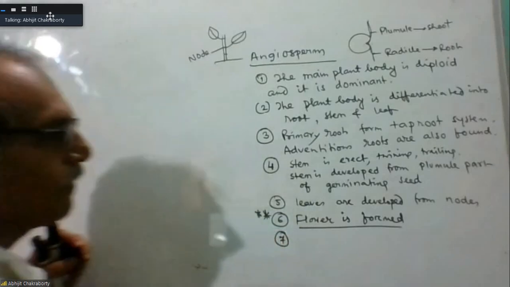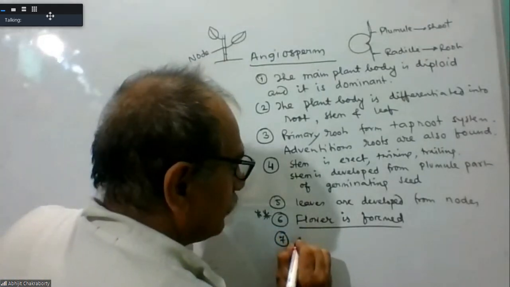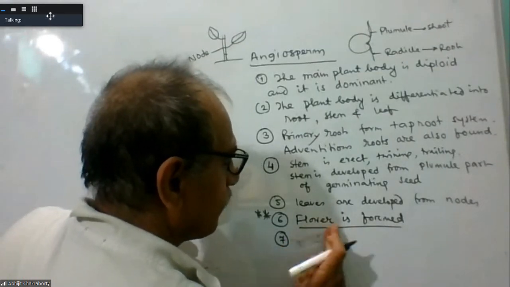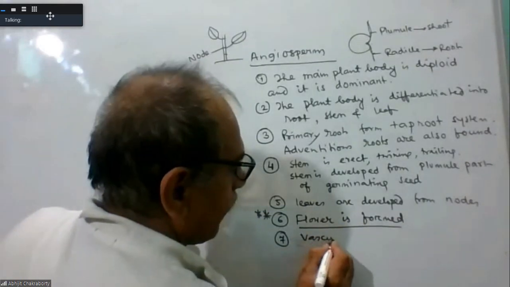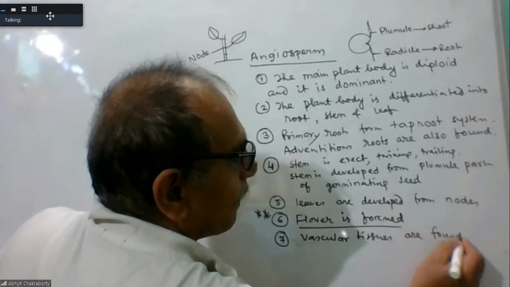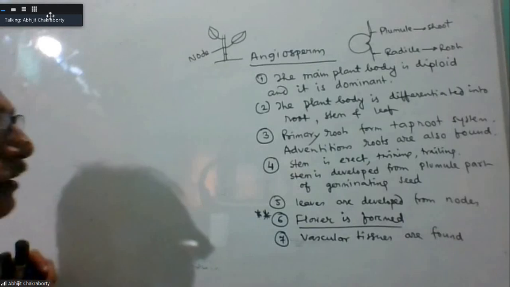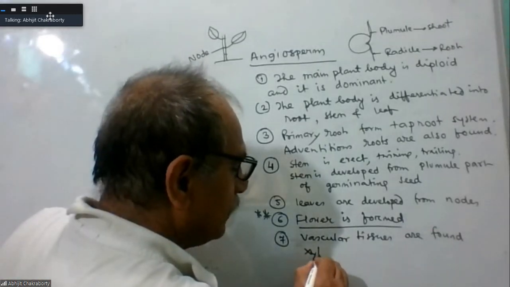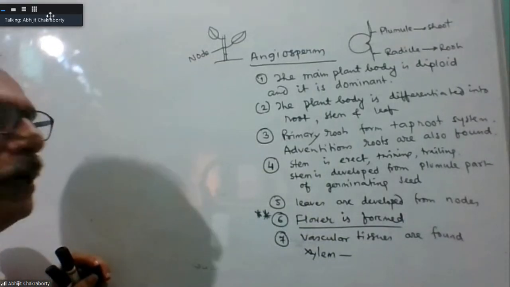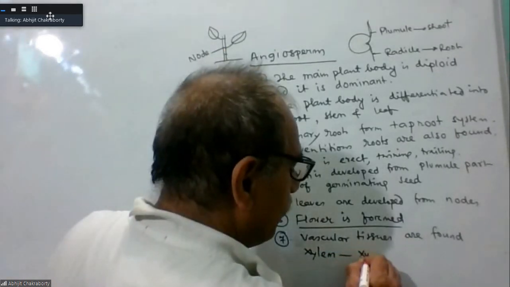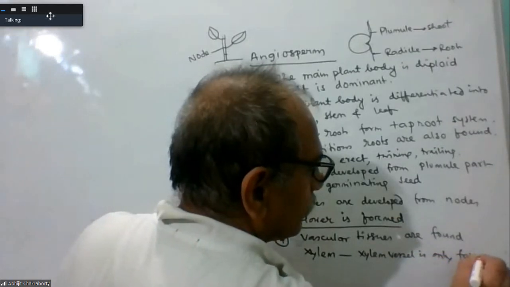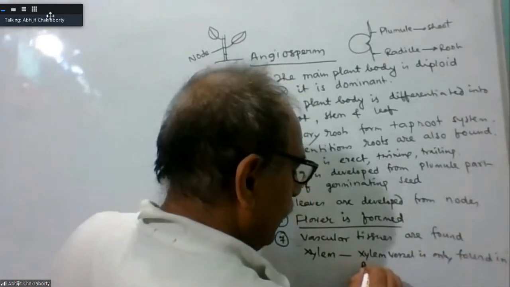Next, secondary growth occurs. Vascular tissues are found. Now here two most important things you need to remember. Vascular tissue includes xylem, right? Xylem components are varying. Among the xylem components, the xylem vessel is only found in angiosperms.